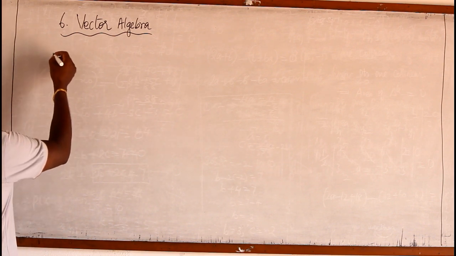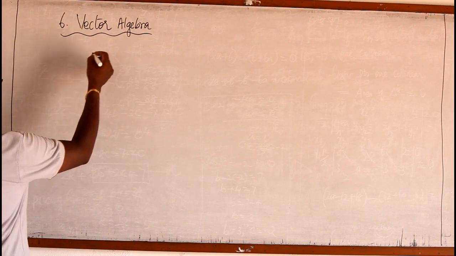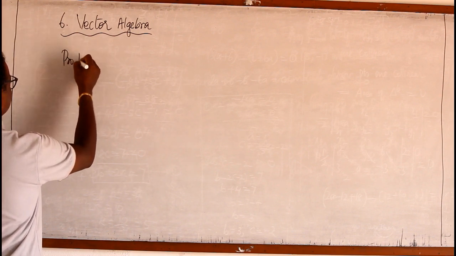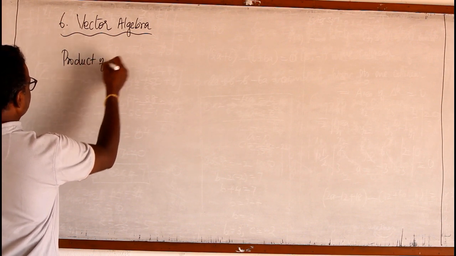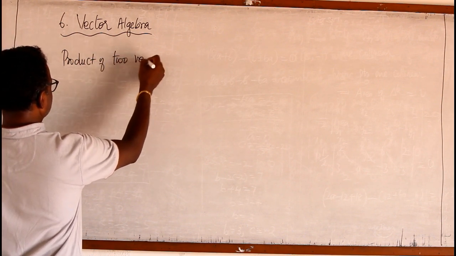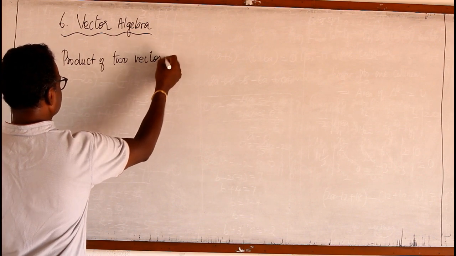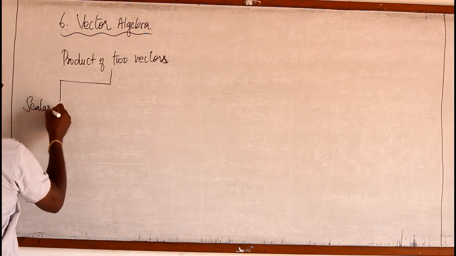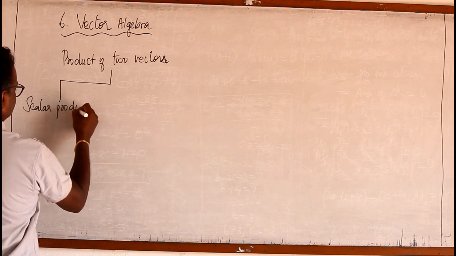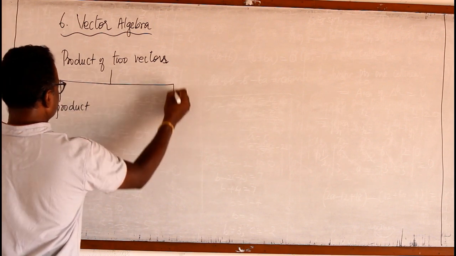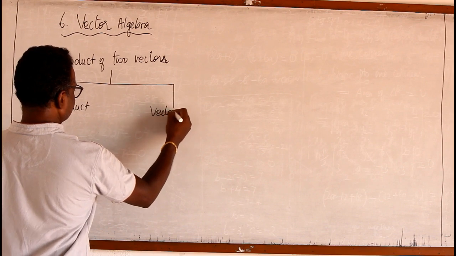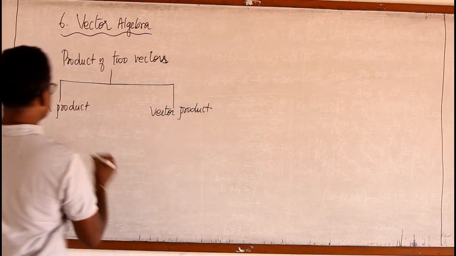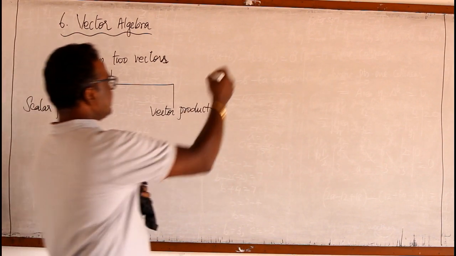We know there are two types of products in vectors. When I go for the product of two vectors, there are two types of products. One is scalar product and another one is vector product. We studied all these things in our 11th standard itself. So first we should go for scalar product.